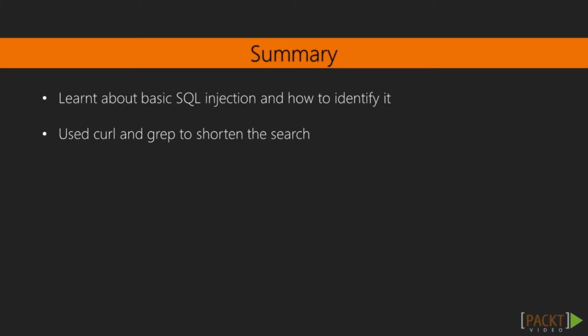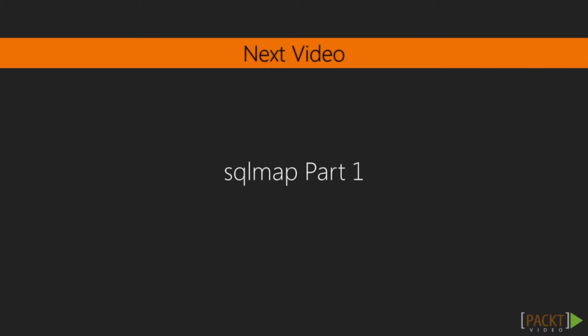So in this video we've learned about basic SQL injection and how we can identify it. We get that error. It can be different. It isn't always expects parameter to be 1. It can be something else as well, but we do get an error very similar to that. We've also used curl and grep to shorten the search so we don't have to use the browser in case there's visual elements in the way, or we just simply don't want to use the browser. The next video we'll be looking at is SQLMap, and that's going to be part 1 of a part 2 series.